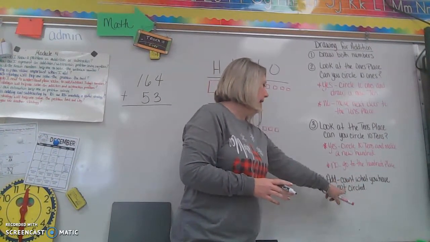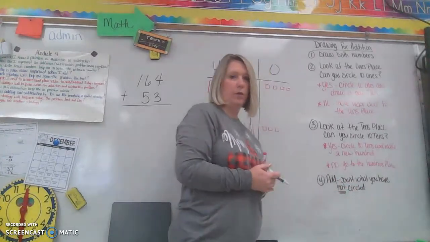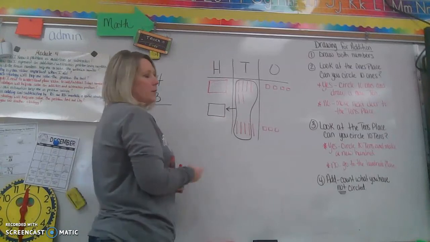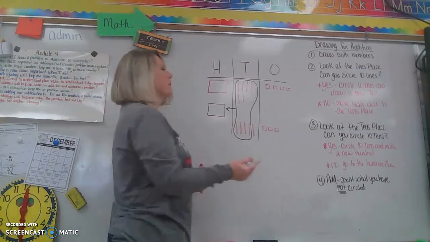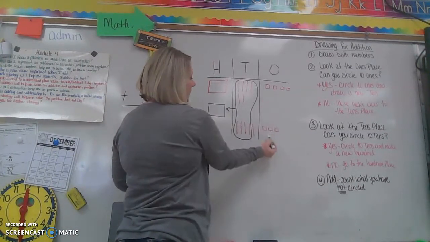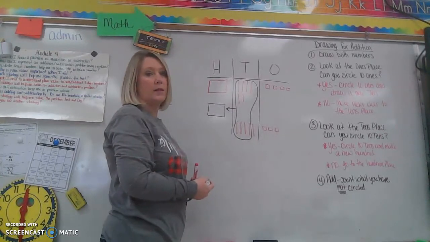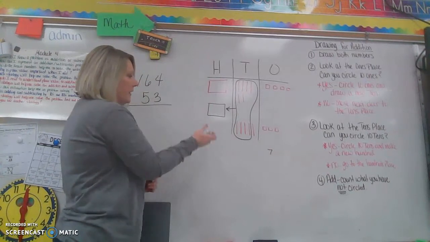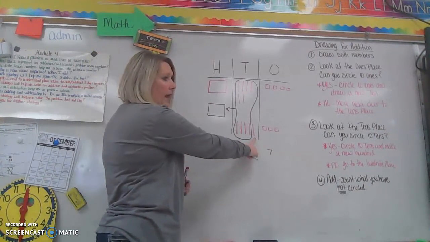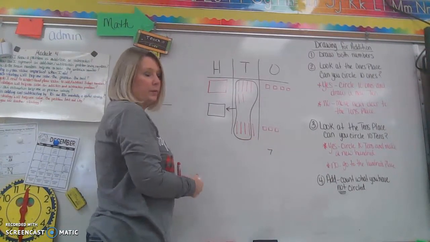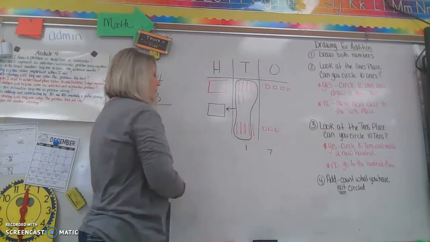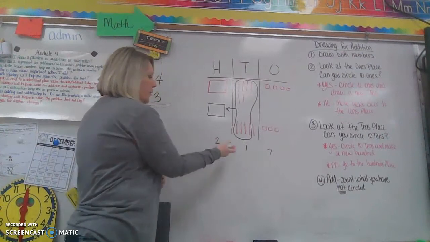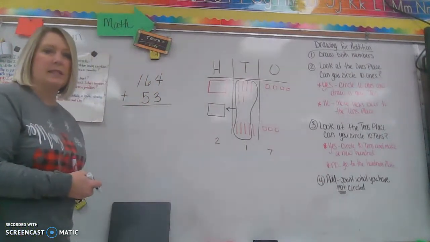Just count what you have not circled. Okay, so let's begin. Let's look at our ones place, because remember we always start in the ones place. We have 4 on top and 3 on the bottom, so we know 4 plus 3 is 7. Inside our tens, we only have 1 outside of the circle. And for our hundreds, we have 2 hundreds. So there's our answer, 217.